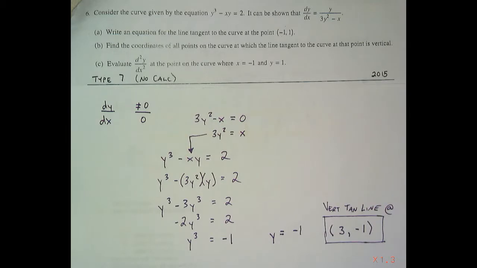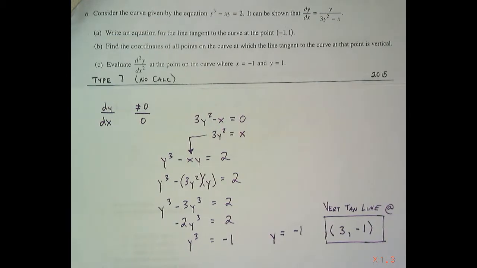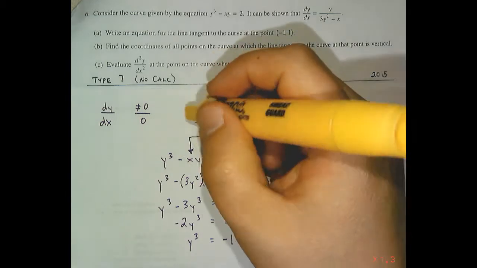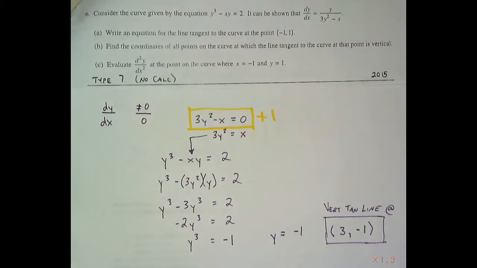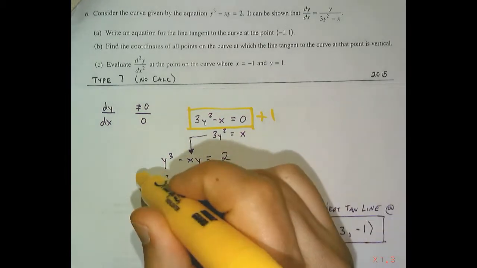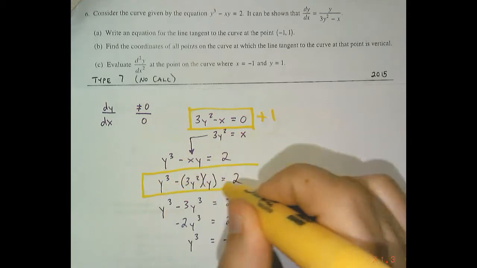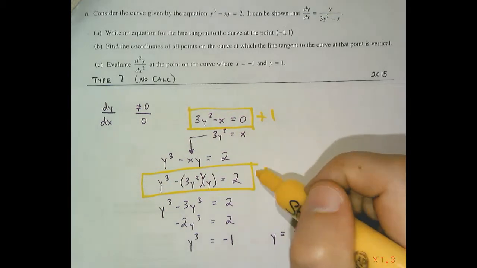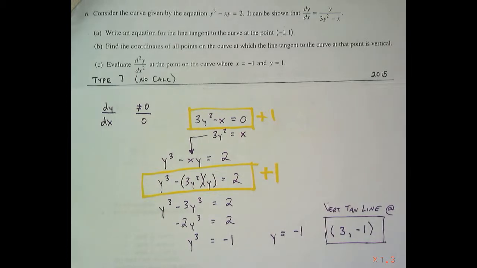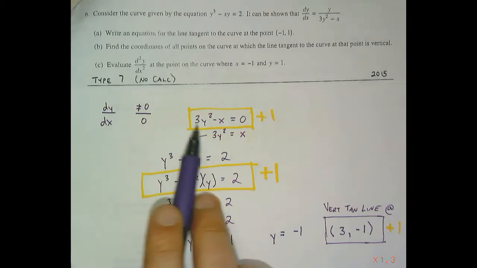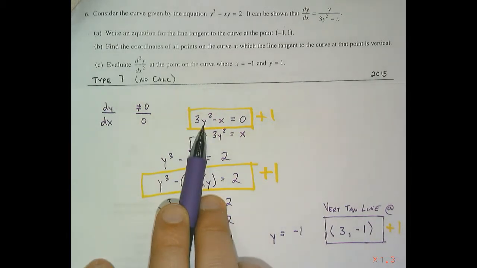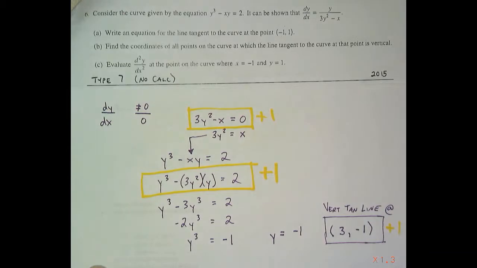This is worth 3 points. The first point comes from recognizing that the denominator of our slope must be 0 for a vertical tangent line. Your second point comes from creating an equation that is in a single variable. And then your third point comes from having the answer at the end. The only bit of calculus was this recognition that a vertical tangent line occurs when the denominator of dy dx is equal to 0. The rest of it was algebra.